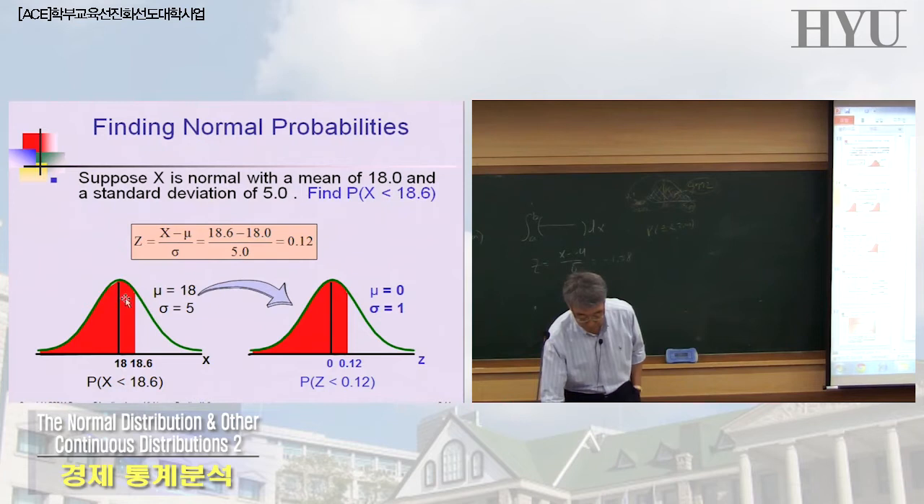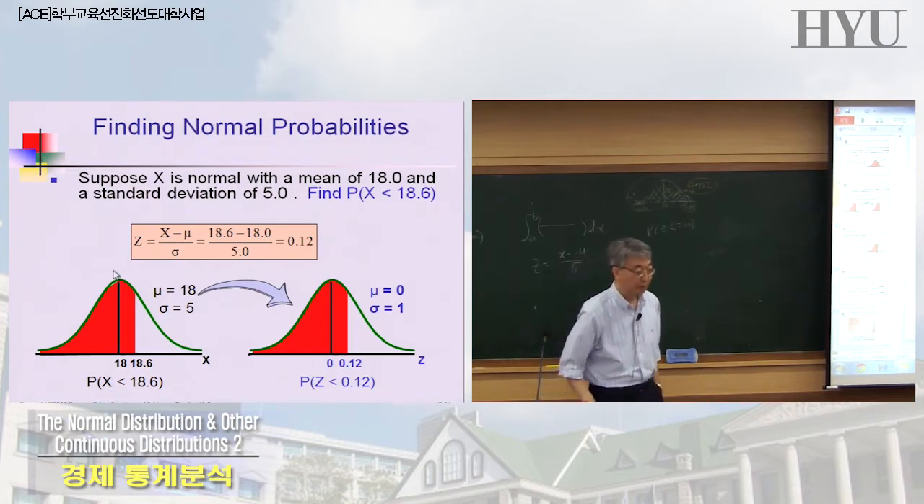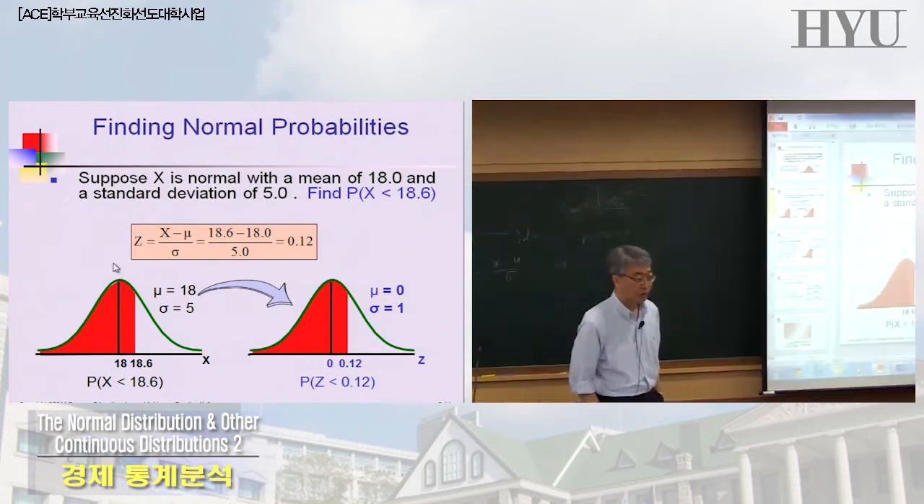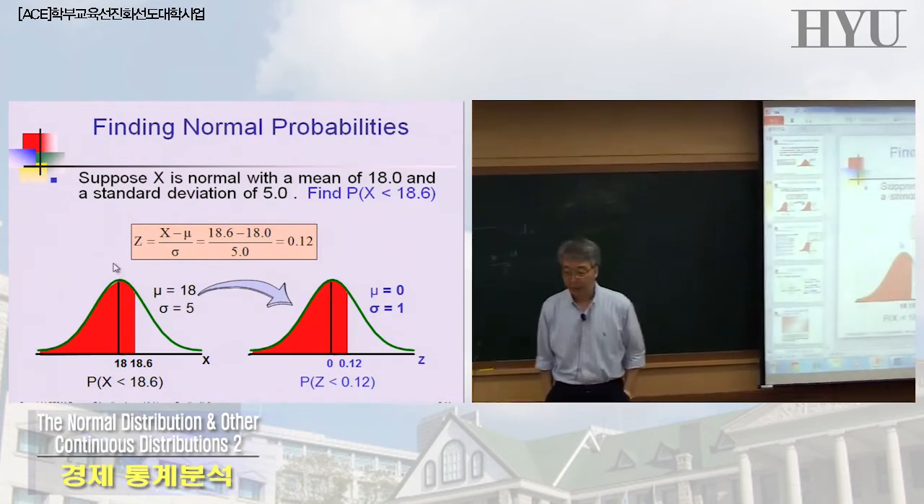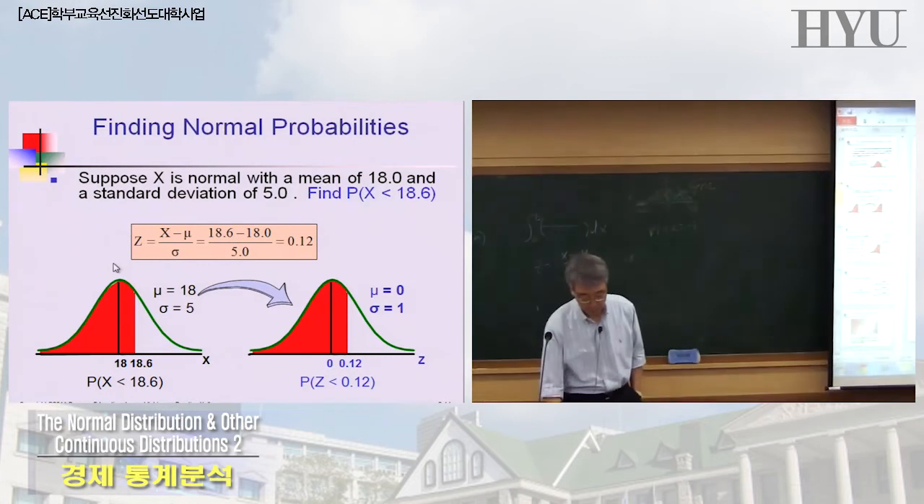In order to find that probability, we have to convert it into a z-score, of course, because we don't know anything about this x variable. There can be thousands and millions of different normal distributions, but we don't have all the tables for each of those normal distributions. But we can convert it. Once we convert it into the standard normal distribution, then we can use the z-table, okay? So you know how to convert it.